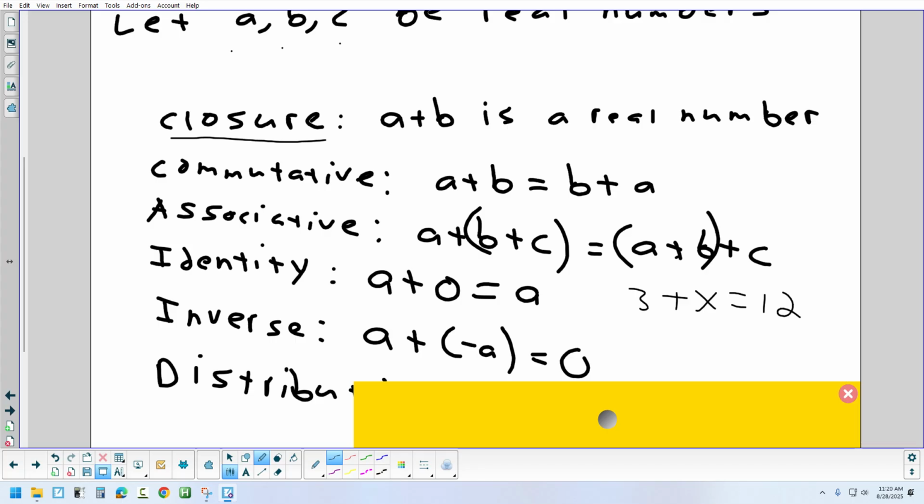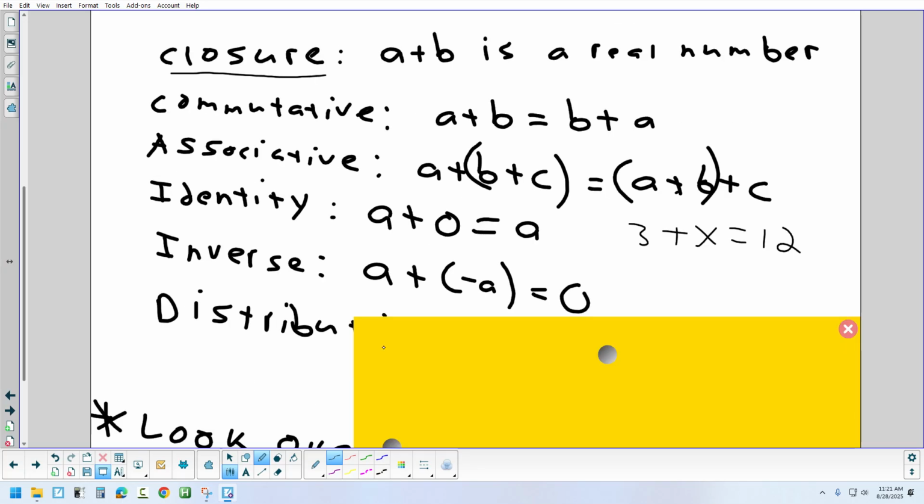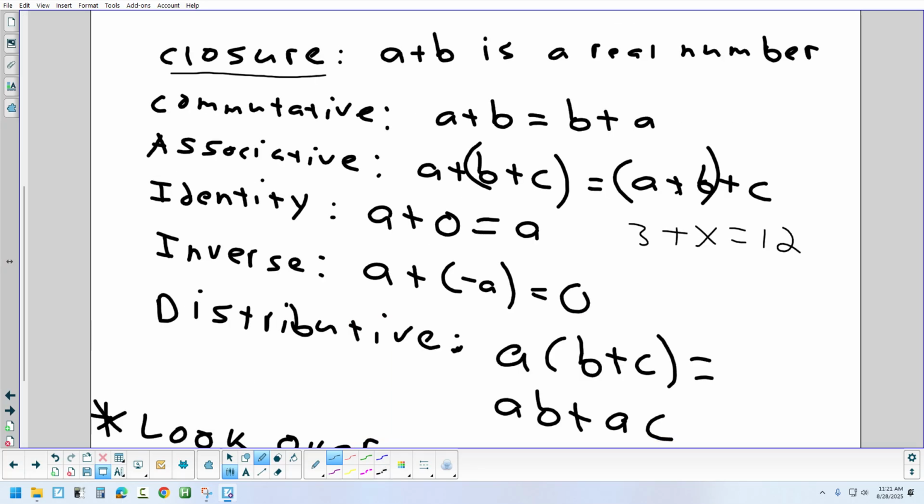To solve that, you would do the inverse of 3 on each side, which is subtract 3. Okay, and distributive, well, that has to do with having parentheses and multiplying. Now, this is what we call pre-multiplication, because the A comes before. You can write distributive property like this.